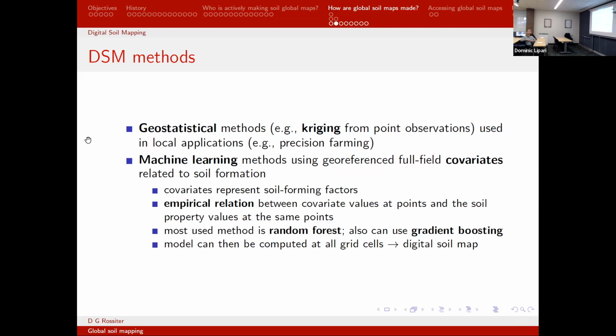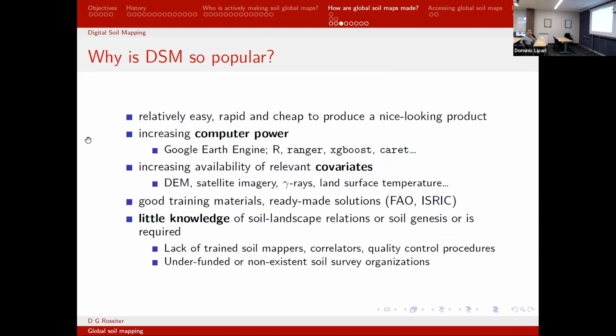Now, there are problems with this, which I'll mention in a minute, but since we know the covariates of all the grid cells, once we build a model, at any grid cell we go to, we know that covariate, and we can go down the forest and make a prediction. So that's the way these are now made.